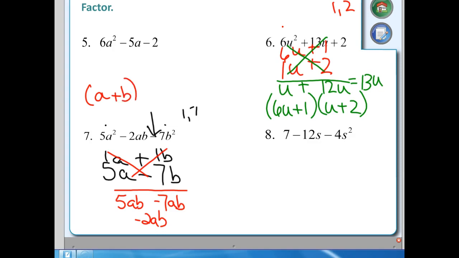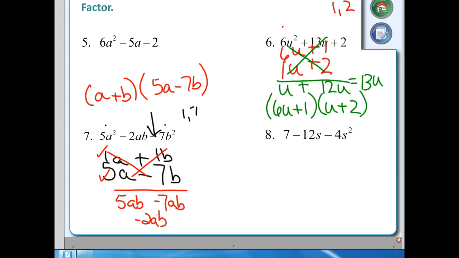That's the first part of my x factor. And then we have the second part, which is 5a minus 7b. Now, look at number 8. How is number 8 different? Yeah, they did it backwards.